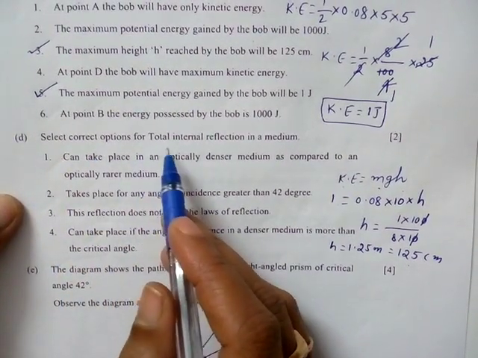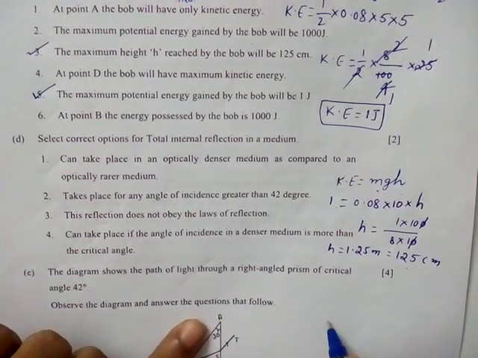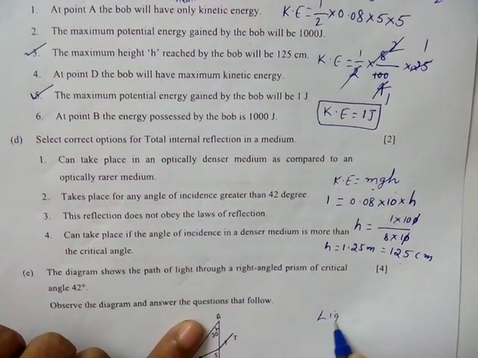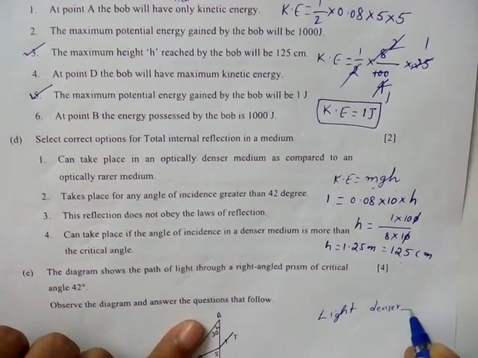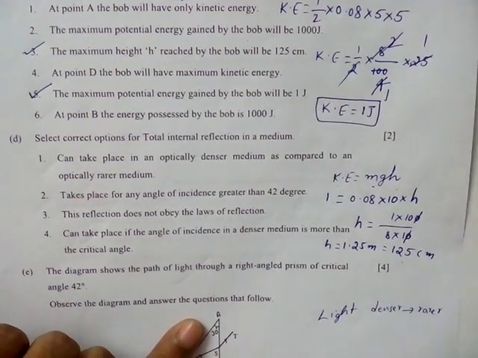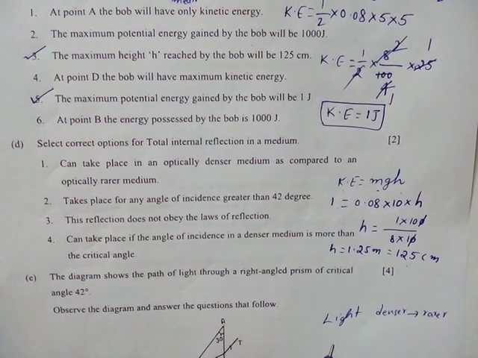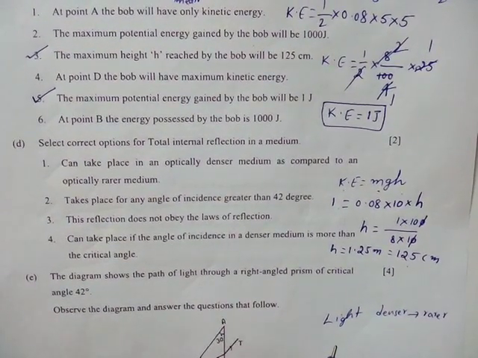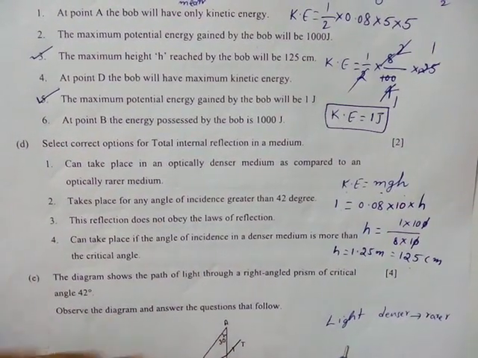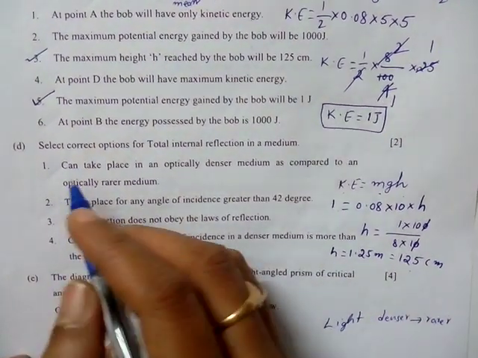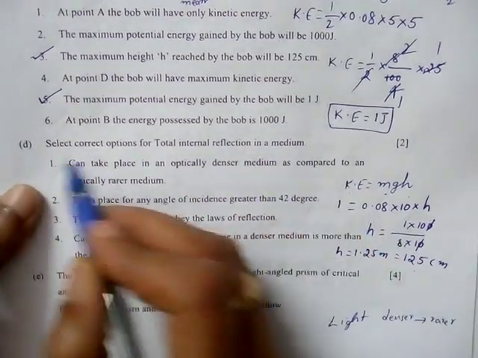Select correct options for total internal reflection in a medium. So what is total internal reflection? Whenever the light is traveling from denser to rarer, when the angle of incidence is greater than critical angle, the light, instead of refracting, reflects back, and it obeys laws of reflection. Can take place in an optically denser medium as compared to an optically rarer medium. Correct.